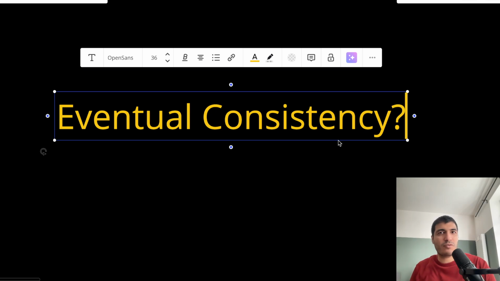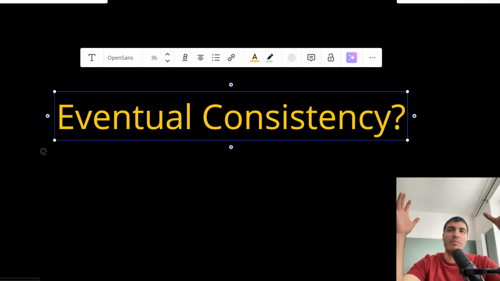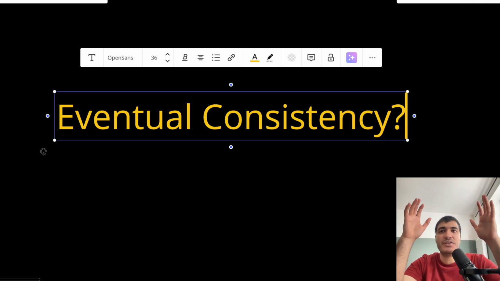The pros and cons of this one. First, high availability, because nodes can accept reads and writes even if others are offline. Number two, low latency, because there's no need to coordinate with every node for each write. The cons: we have inconsistent reads because some nodes may lag behind. Number two, complex error handling if your application needs strict ordering or up-to-date data.